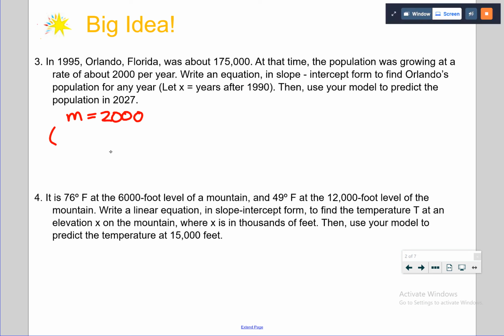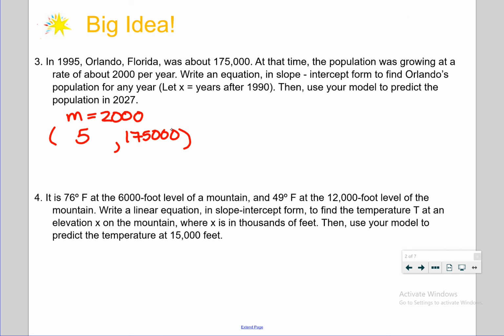If you're not sure what's an x and a y, time is always an x. Time does not depend on anything else. It is independent. So my time is 1995. Now, when we write our x's, they represent years after 1990. So if I'm in 1995, how many years after 1990 was that? That's my x. 5 years after 1990, my population is 175,000. Now, can you use those two pieces of information to write an equation?